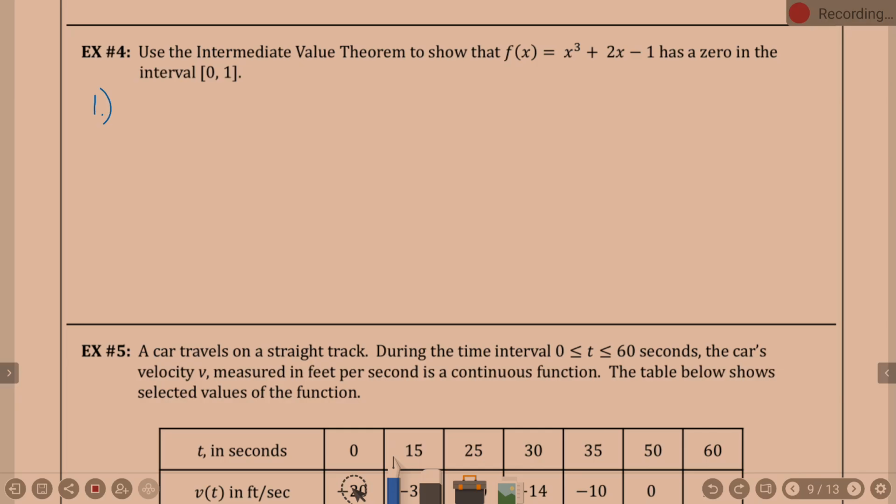Polynomial or trinomial? Polynomial. It would be a cubic, because the power is 3. It's a trinomial because there are 3 terms. But all we care is that it's a polynomial. It's continuous. So on this one I wrote, polynomials are everywhere continuous.